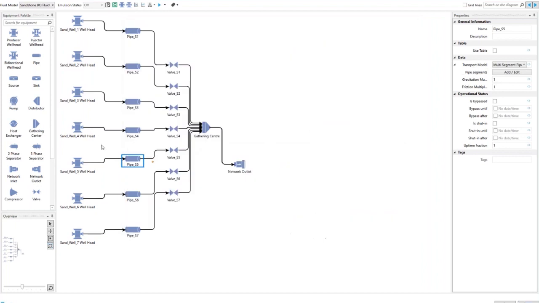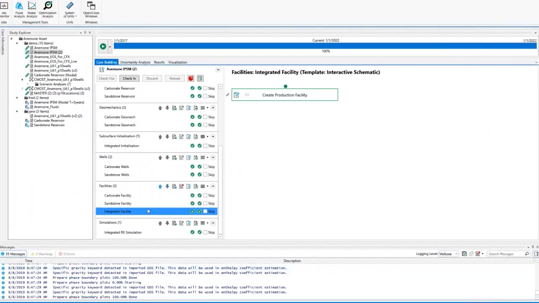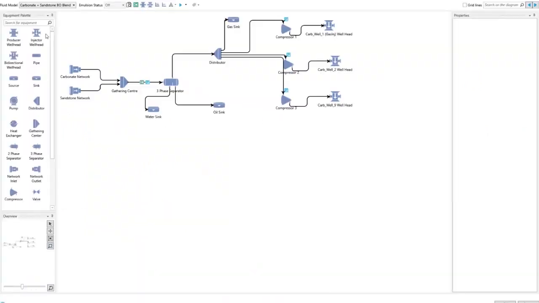One thing to notice is the fluid model being used in the sandstone facility is the sandstone fluid, and in the carbonate facility is the carbonate fluid. So in the integrated facility, that is the FPSO, the fluid is the blend of the two fluid systems. And the properties of this blend are going to be calculated in real time by Coflow, and it will be automatic. In the FPSO, what we are doing is we have a single stage separation.